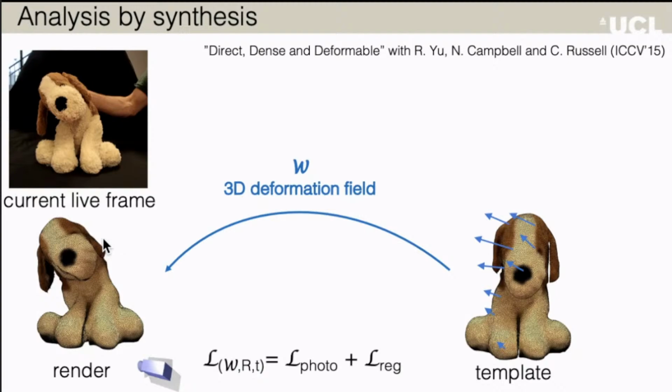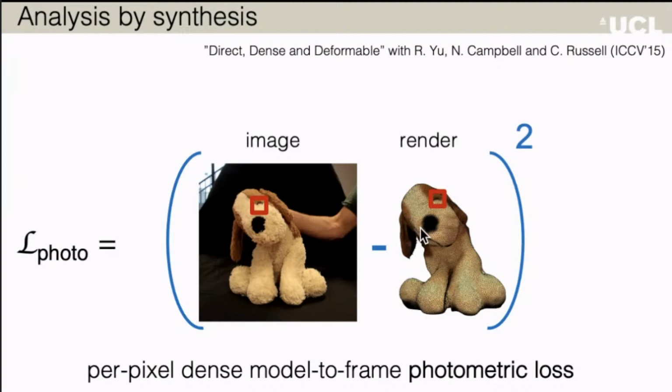by saying, okay, if we apply those deformations to our current estimate and we render it back, how far away are my images? So the live current frame and the render should be as similar as possible, right? So again, this is an analysis by synthesis approach where what we're measuring is the discrepancy between our image and our rendered estimates. So again, we have a photometric loss, just like the multi-view stereo problem that we talked about at the beginning.